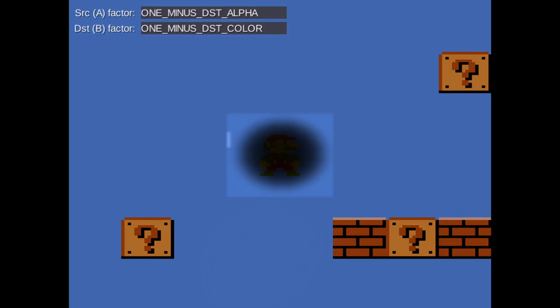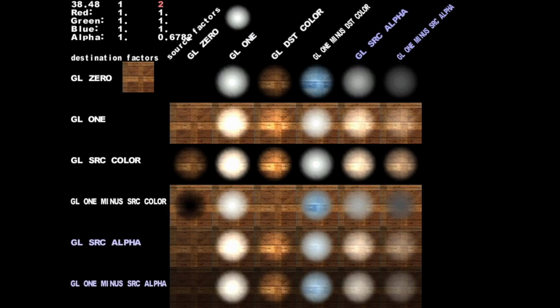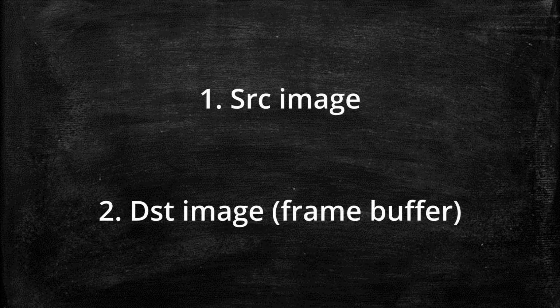These were the bane of my existence for a while, as they made absolutely no sense when you first read into it, so the reason I wanted to make this video is to explain them here. Before we can understand the blend modes, we need to understand the two images we're working with, the source image and the destination image, also known as the frame buffer.